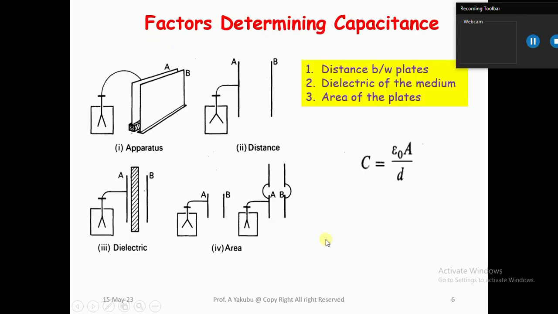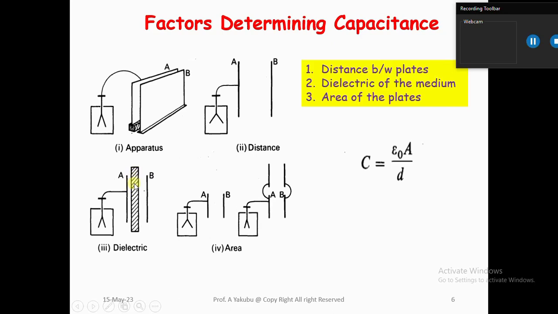Factors determining capacitance. What are those factors that determine capacitance? There are three basic factors that determine the capacitance of a capacitor. This is a capacitor. You have two plates A and B, and if you measure, there is a distance between A and B. Then you have the dielectric medium, the medium that is between them.